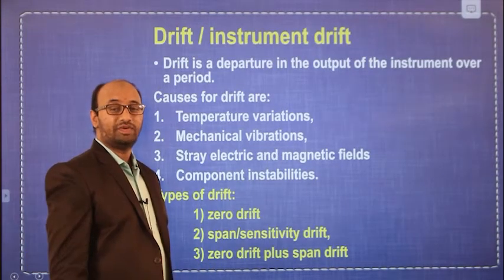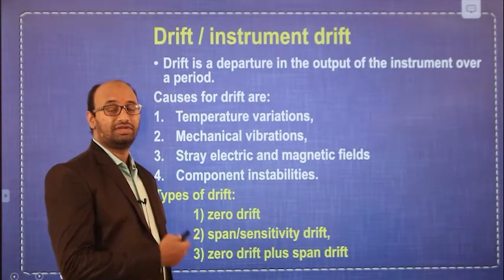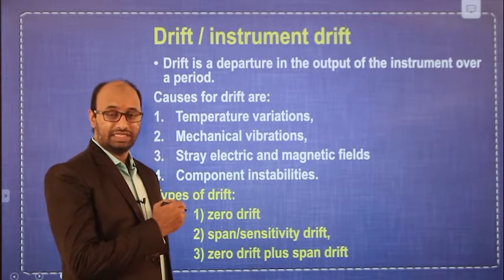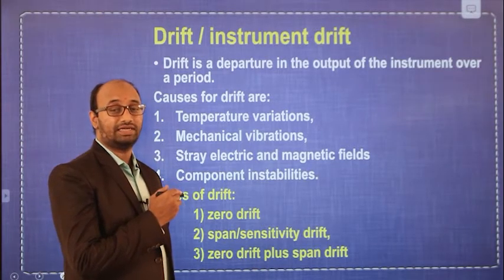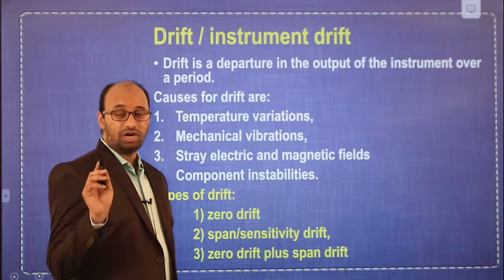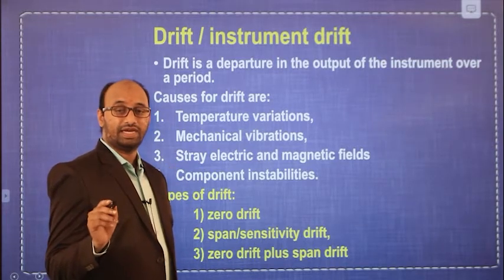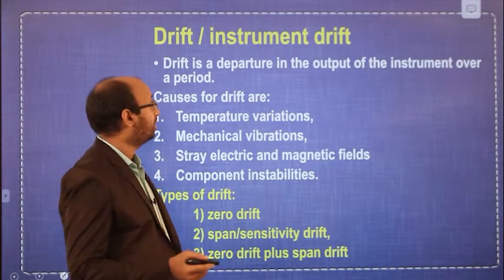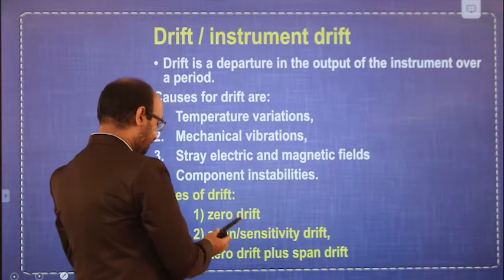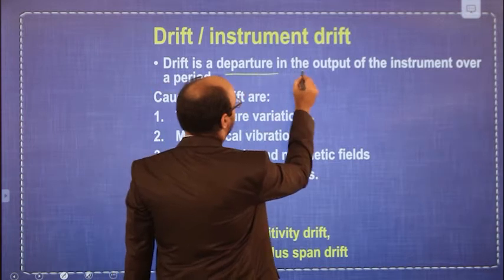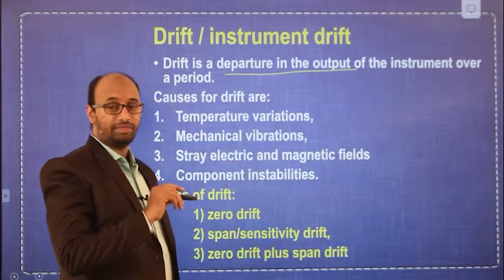Next important instrument characteristic is drift. And this drift is an undesirable static characteristic. Instruments should not possess this drift. Drift is defined as departure in the output of the instrument over a period of time.